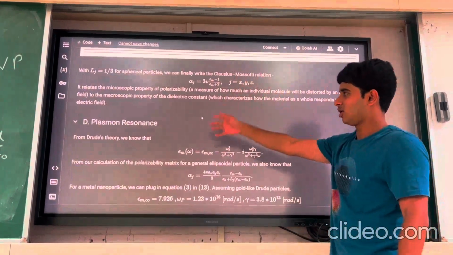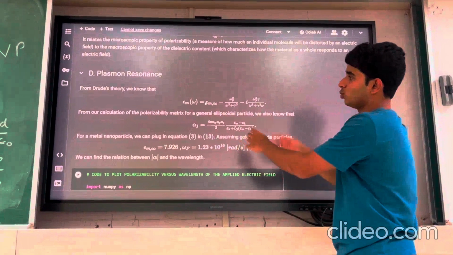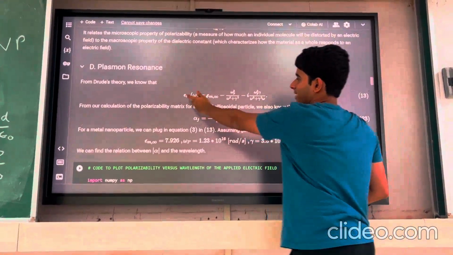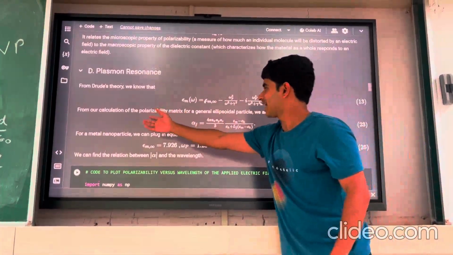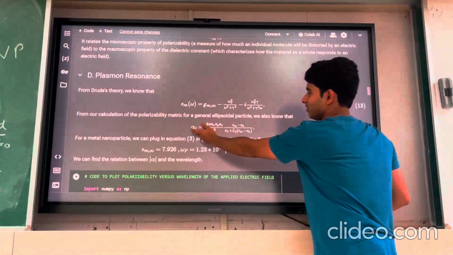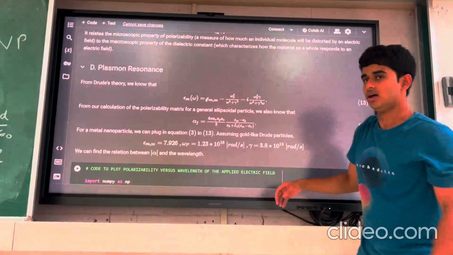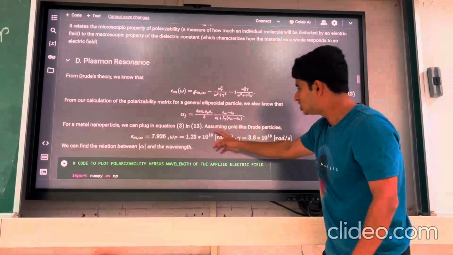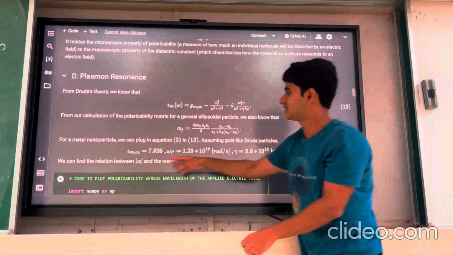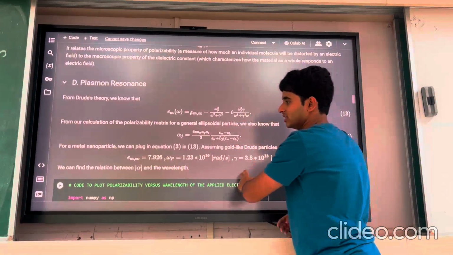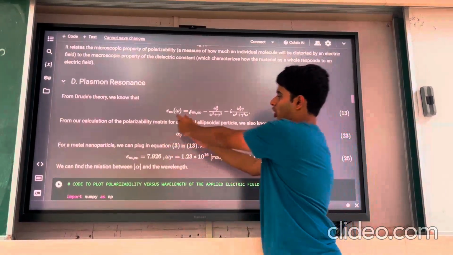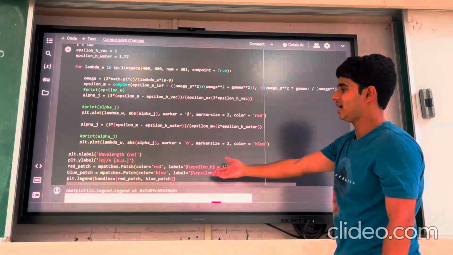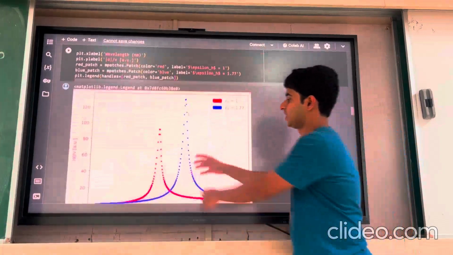We now move on to plasmon resonance, which is a characteristic of this. So from Drude's theory, we know that for a metal, you can find the dielectric of the metal as this, okay? From our calculation of the polarizability matrix, we also know this. This is a relation which we just proved, right? We can plug this here, and then if we assume that you have gold-like Drude particles, which means that I just choose some values of these constants, we can find a relation between the modulus of the polarizability tensor and the wavelength. We coded it out and we get a graph of something like this.